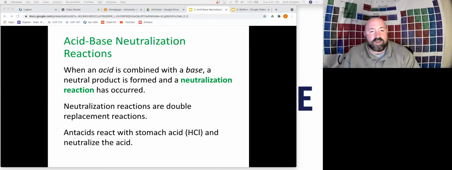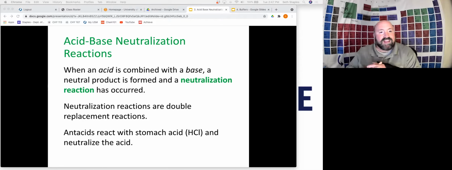The topic of this video is to now start looking at the neutralization reactions that happen between acids and bases. When an acid reacts with a base, a neutral product is formed, and a neutralization reaction has occurred. Neutralization reactions are double displacement reactions. We've seen those. And a good example is that antacids react with stomach acid to neutralize the acid.